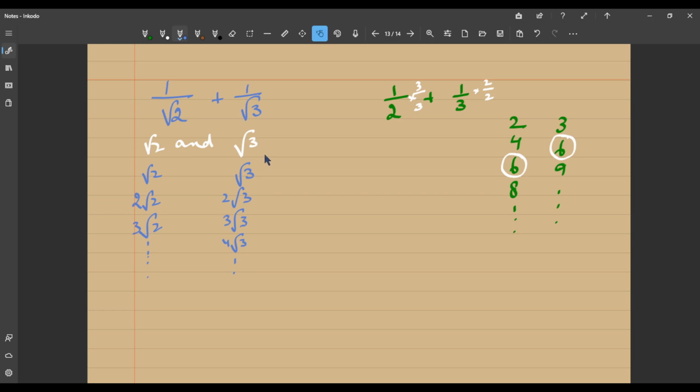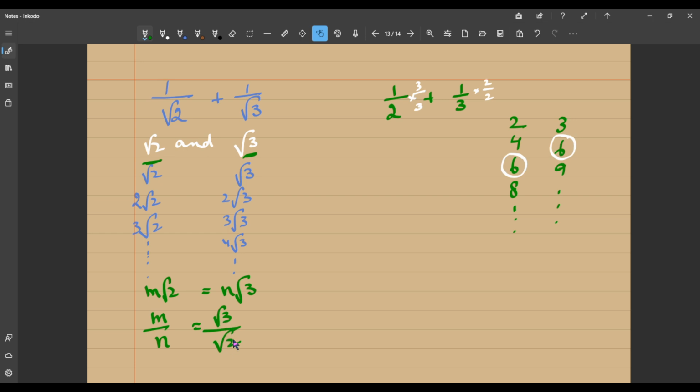But if you're still not convinced, if you still need an explanation, let us assume there is one multiple, m times root 2 is equal to n times root 3. Let us assume that there is some common multiple, and let's represent the multiple by m square root of 2 and n times square root of 3. So what does this mean? That is, if there is a common multiple for these two irrational numbers, what does it mean? It means that m divided by n is equal to root 3 by root 2, isn't it?